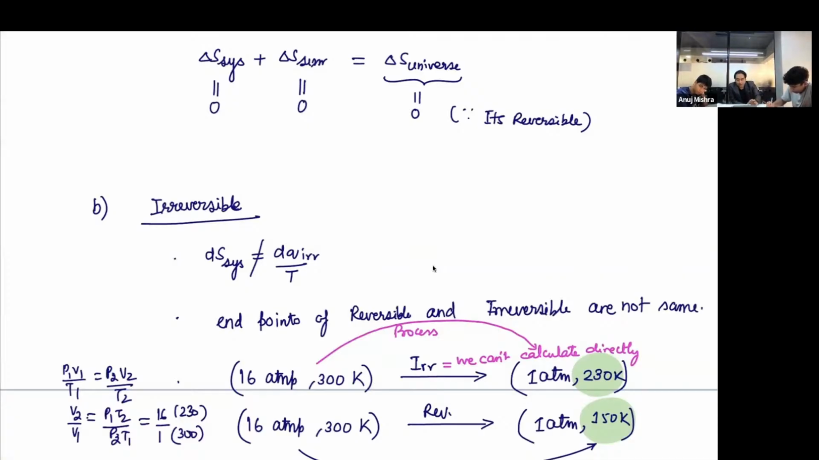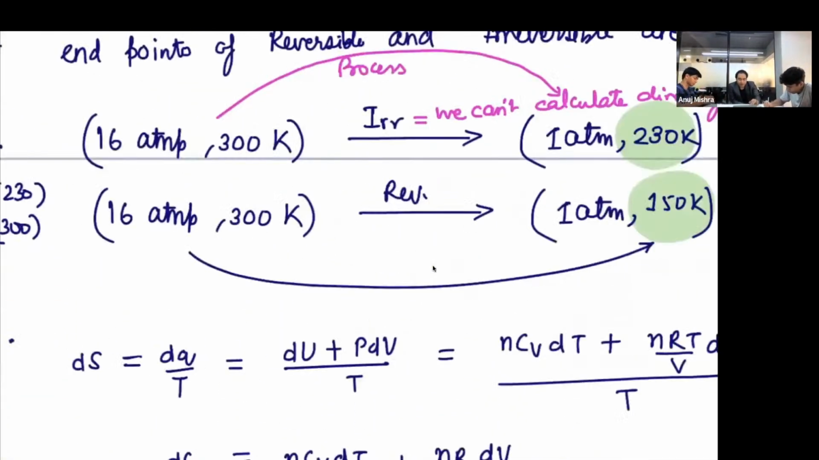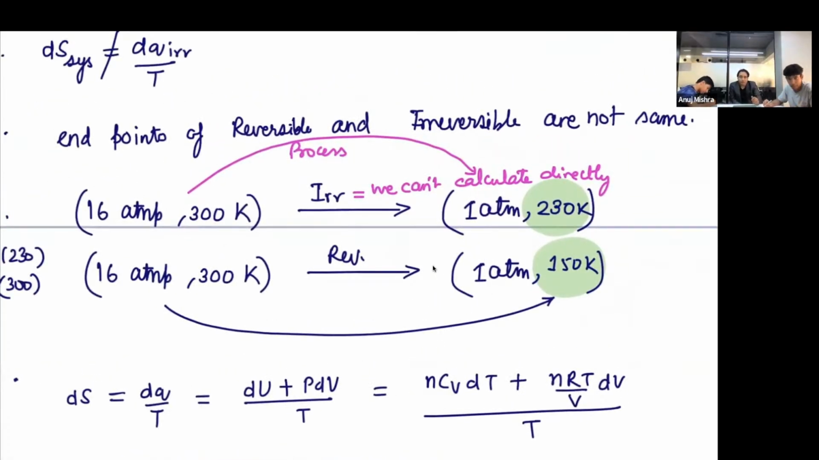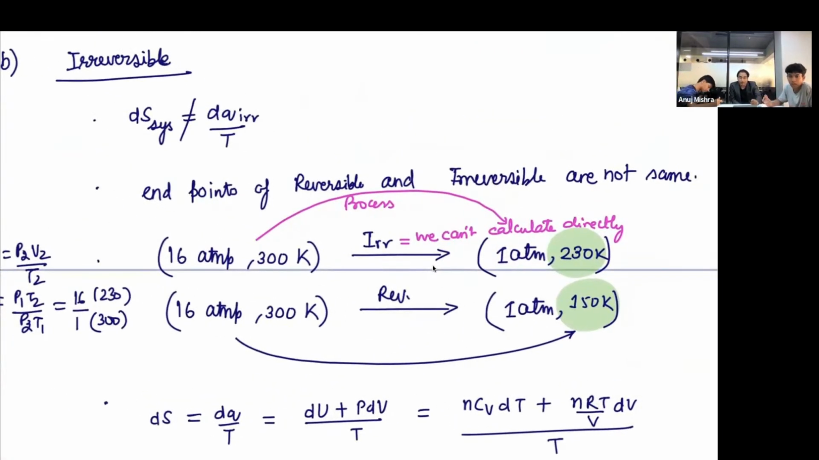dS? Okay, so write down dS is, this general formula, valid for everything. Not for any specific thing, it is valid for all. Write down dS system is not equal to dq reversible upon T. Write down, endpoints of reversible and irreversible are not the same. Write down what are the endpoints of reversible.